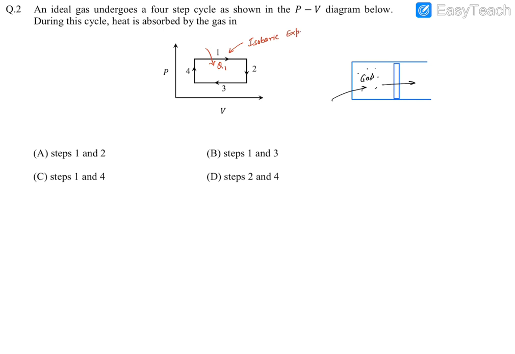Come to process number 2, and let's check which type of process this is. This is isochoric, because you see the volume remains the same. Then we'll see what happens to the temperature. Since pressure is dropping, there are two equations that can be followed. Delta Q is equal to delta U plus delta W. Now in this process 2, delta W is 0. Since delta W is 0, delta U will decide what happens to heat, whether it is being supplied or rejected from the gas.